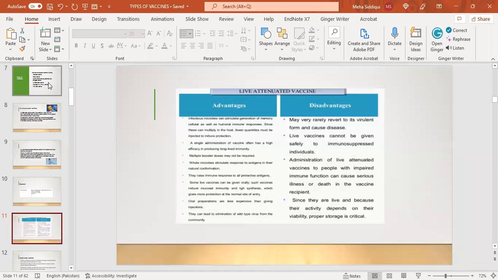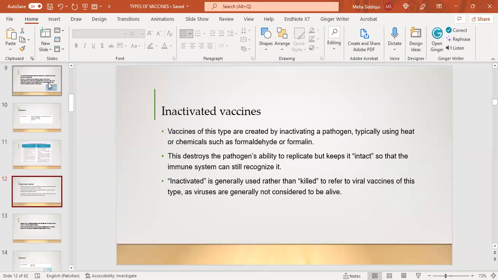Disadvantages. They may very rarely revert to their virulent form and cause disease. Live vaccines cannot be given safely to immunosuppressed individuals. Administration of live vaccines to people with impaired immune function can cause serious illness or death in the vaccine recipient. Since they are live and because their activity depends on their viability, proper storage is critical in this vaccine.